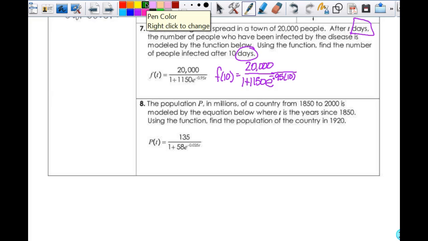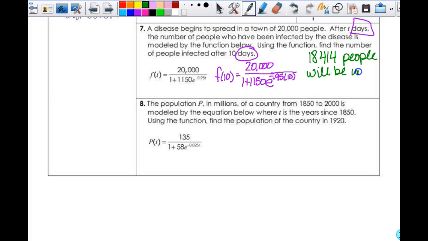All right, so with all that said, make sure you can type things in right. Then I need to say, find the number of people infected. Okay, so we can say that there will be 18,414 people infected after 10 days. All right. So go ahead and work on number 8 while I pass out the homework.